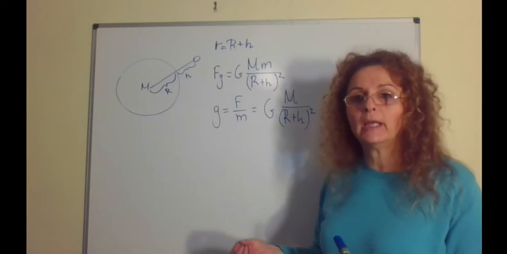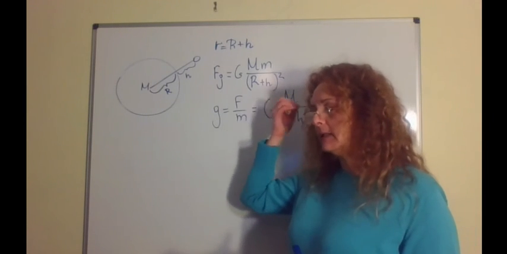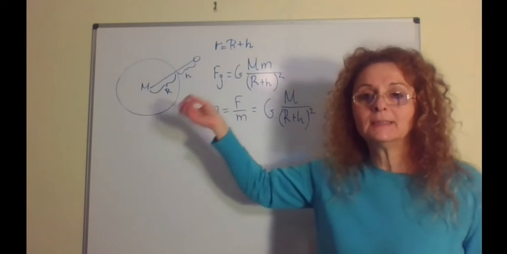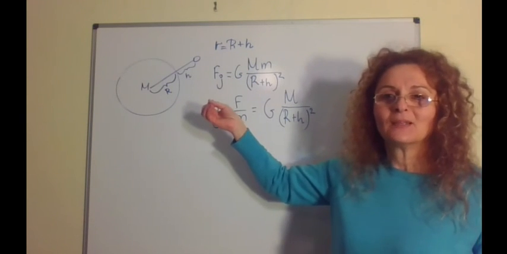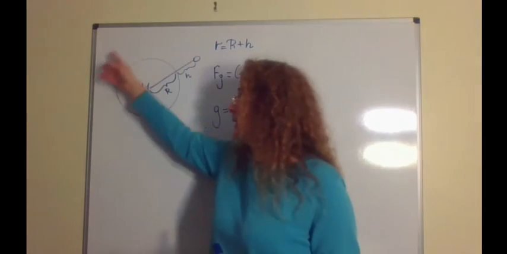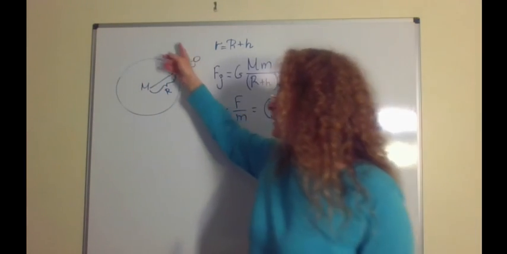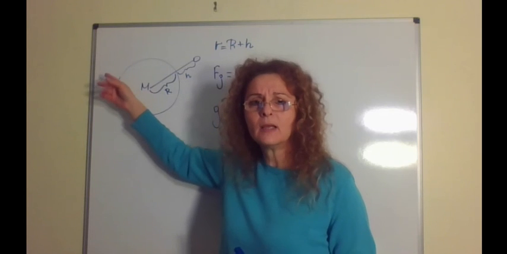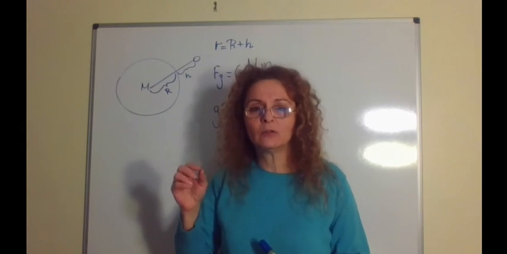We do have weight there. The space station and the astronauts have weight. Okay, but the weight is used to rotate them, to make them orbit around the Earth. That is why we have a state of weightlessness.